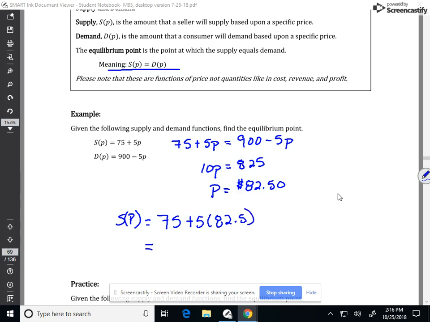Okay, and doing this calculation, I end up with a supply of 487.5. Now, I don't know if this is in terms of thousands of items or hundreds of items or millions of items, because it doesn't tell us anything about our model. So we're going to actually leave it as 487.5 of whatever, and then we would say that the equilibrium point is the ordered pair 82.50, 487.5.